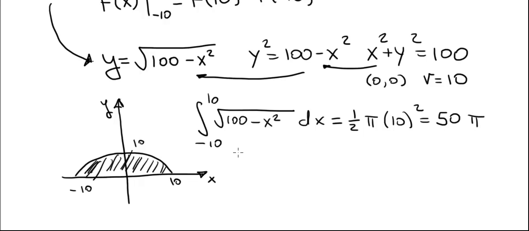So we're able to evaluate this integral by recognizing the function that we're integrating and then understanding that that's just the area under the function. The integral is the area below the function above the x-axis. That happens to be the area of a semicircle. We were able to do it without integration.